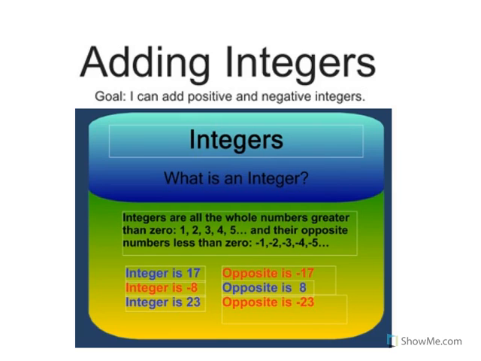So if we have the integer 17, its opposite would be negative 17. If the integer is negative 8, its opposite is positive 8. If the integer is 23, its opposite is negative 23. So let's not forget what integers are: positive and negative whole numbers.